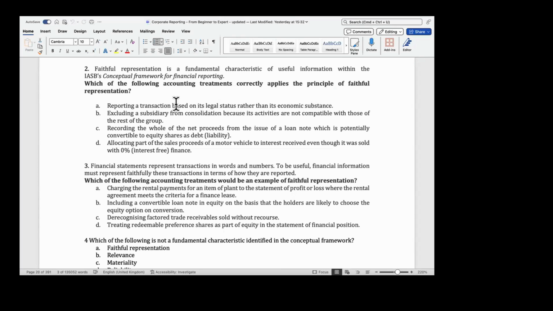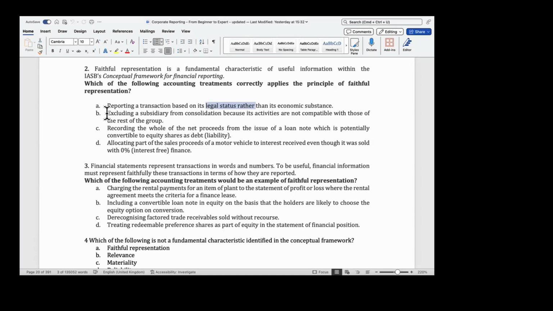So this one does not correctly apply faithful representation because remember, I just taught you substance over form, but this one is saying reporting based on legal form over substance. That's the opposite of faithful representation. So this is not the answer.